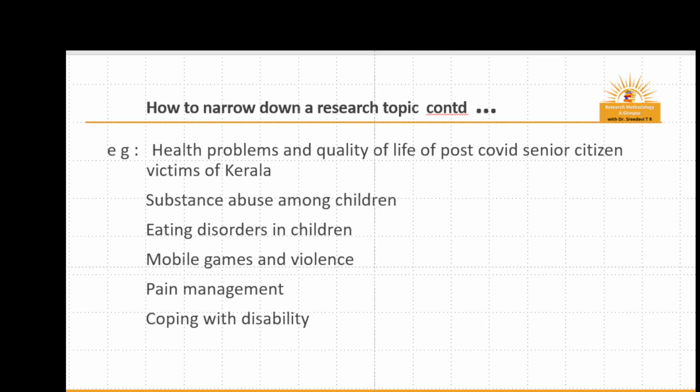Mobile games and violence in children. How do mobile games affect the behavior of children? Pain management. What type of pain? How to manage? What are the different methods of management? Coping with disability. Like this, working on the selected topics makes the research problem more clear, that is, clarity and precision are attained.